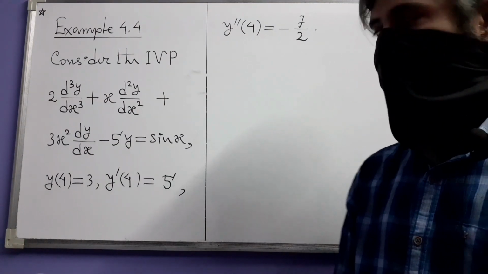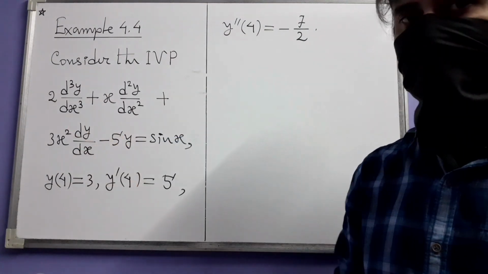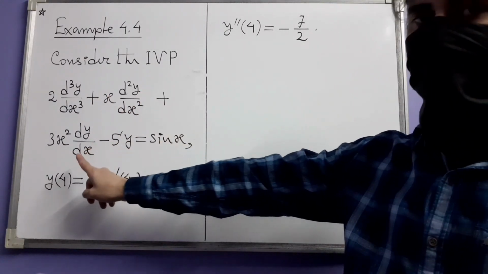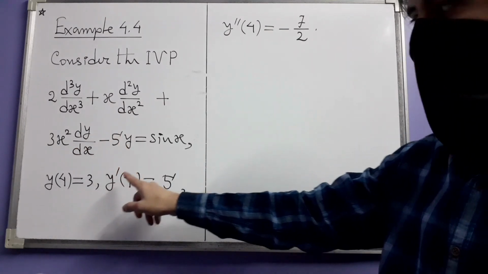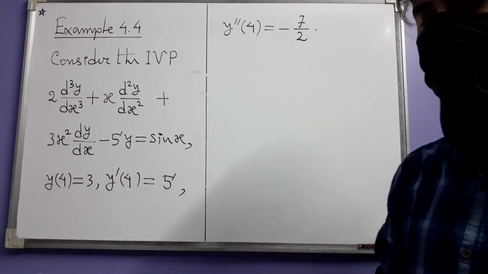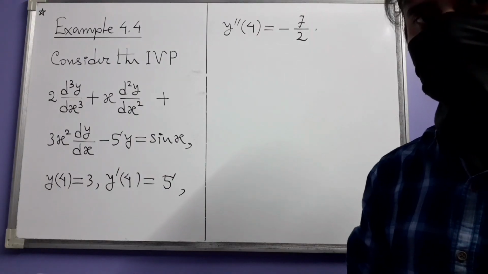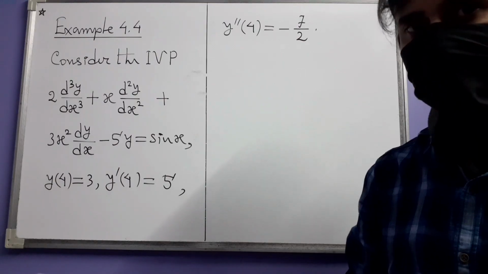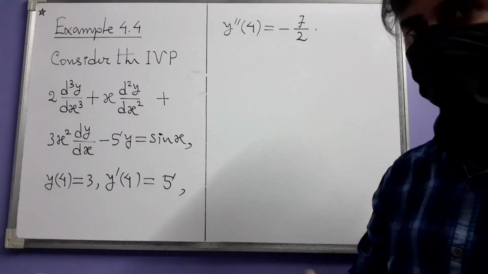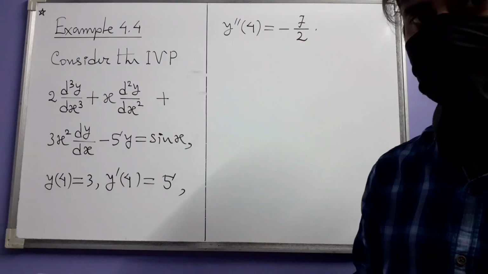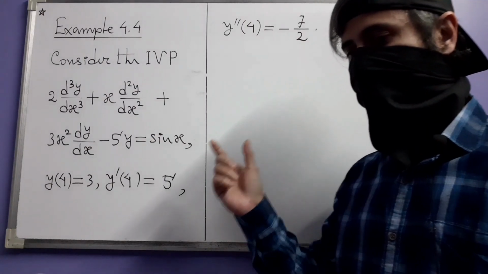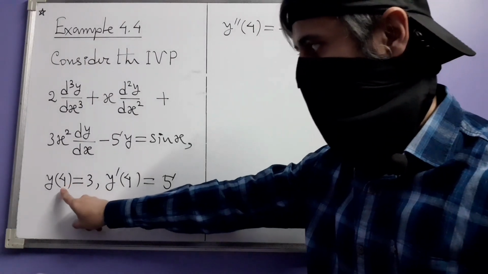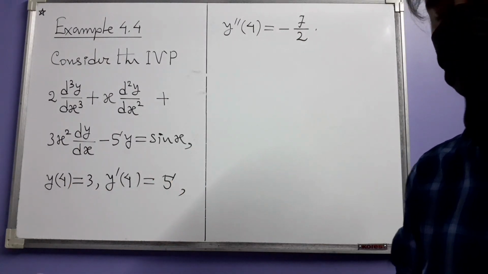In this next example, the differential equation is this third order differential equation. 2 times the third derivative plus x times the second derivative plus 3x squared times the first derivative minus 5y equals sin x. So you can see that those conditions are true here. All these coefficient functions, being polynomial, are continuous throughout the real line, and sin x of course is also continuous at every real number. In particular, they are also continuous inside any interval that contains this x0. x0 in this case is 4.